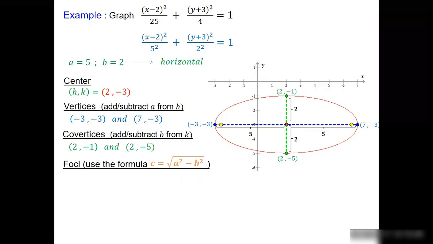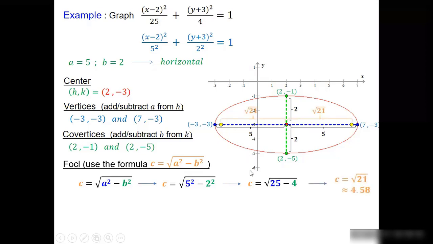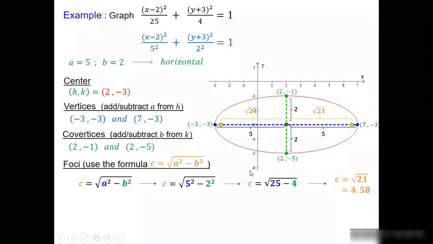We already know what a squared and b squared are. A squared is 5 squared. B squared is 2 squared. They're given from the original equation. So all I'm doing is saying that C is the square root of 25 minus 4, which means the C value is the square root of 21. So notice the distance from the center to each focus is the square root of 21.